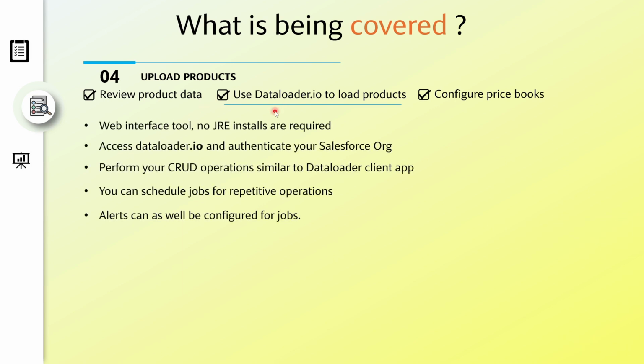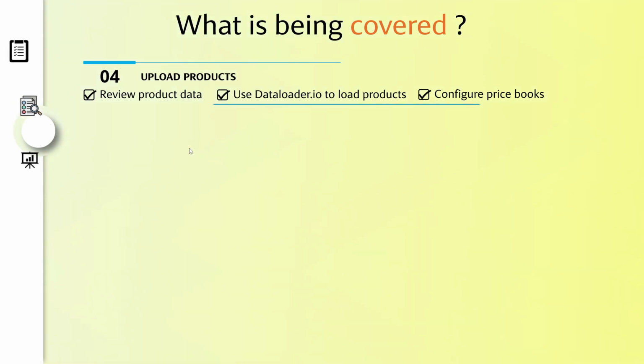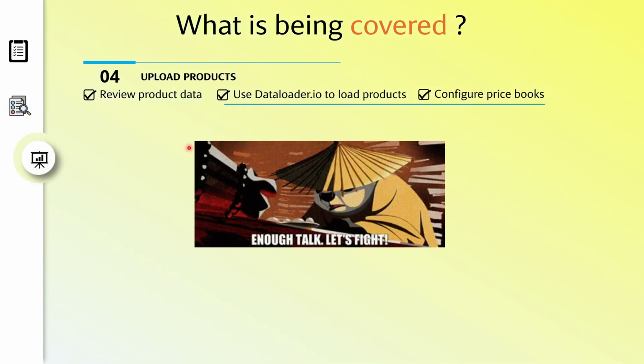Jumping on to the data load approach, we will be using dataloader.io. This is similar to the Data Loader client application. It can perform all the CRUD operations that we can do in the Data Loader client app, but you can also schedule jobs for repetitive operations, and we can have some alerts as well. So this is a bit of an enhanced version of Data Loader. All right, and we'll be configuring price books as part of our demo. So that's enough of the talk. Let's jump into Salesforce and see how we can get this done.